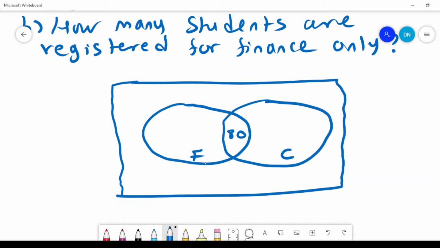We are told that 120 are doing computer science. So this is 40, because 40 plus 80 gives you 120. And this is 120, because 120 plus 80 is 200. So the total number of students here is 240. 500 minus 240 is 260. And remember, this is what we call the universal set.